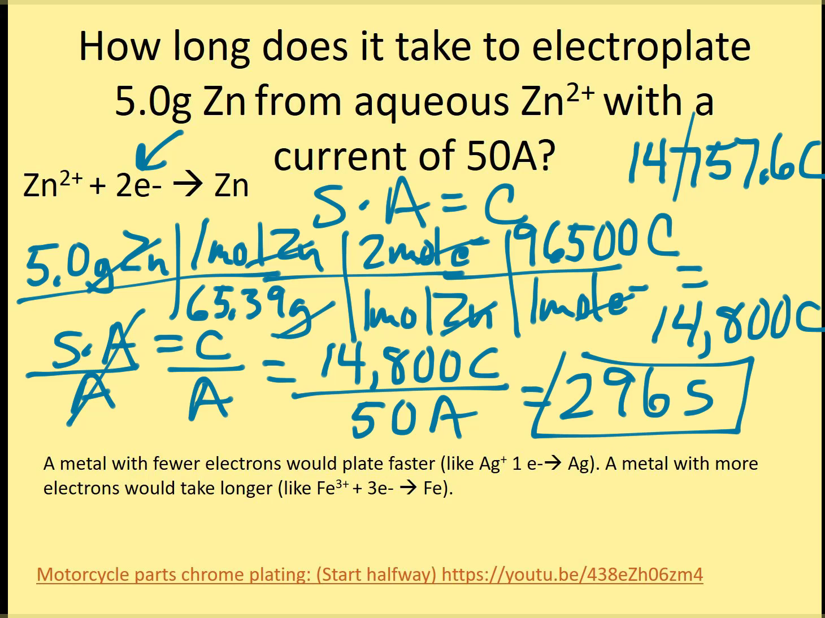So with electroplating, how many electrons are required is important. So a metal with fewer electrons would plate faster. So if I had silver, which only has 1 electron needed in that equation, and this is with the current that's given, so the 50 amps, a metal with more electrons would take longer. So more electrons would have to come across in order to plate that.